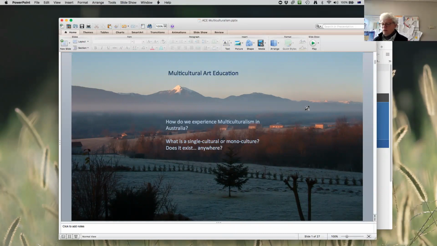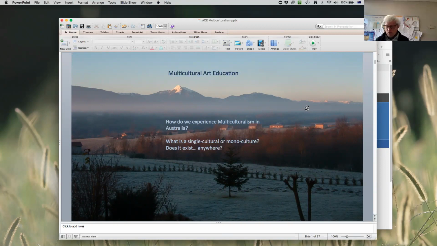Now, although we're looking at how we integrate other subjects within the arts for this week, I think a really good starting point will be multiculturalism, because that's going to directly speak to yourself and your assessment tasks, and it will also bring this input that we want into integrated teaching and learning. So first of all, how do we experience multiculturalism in Australia?